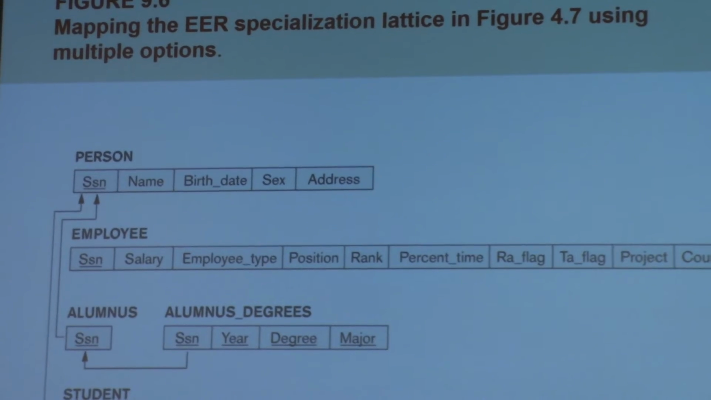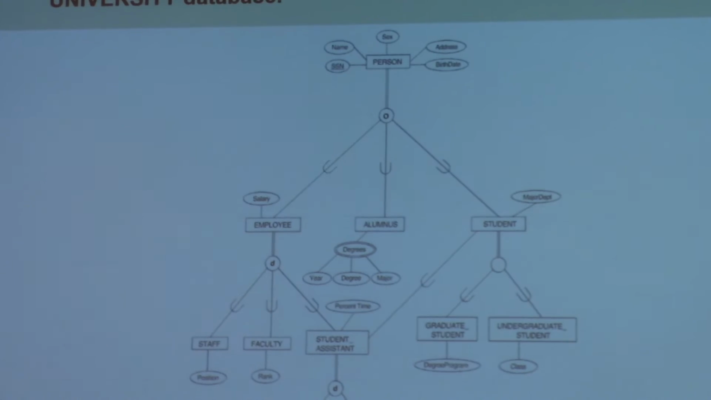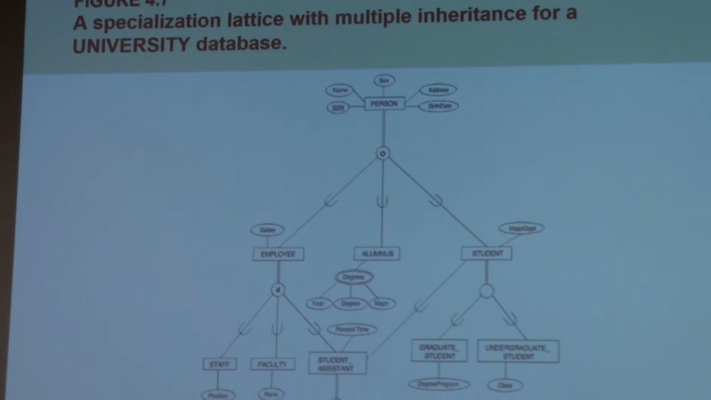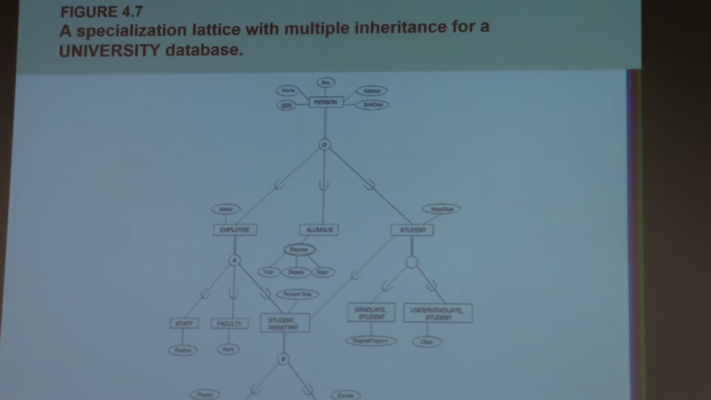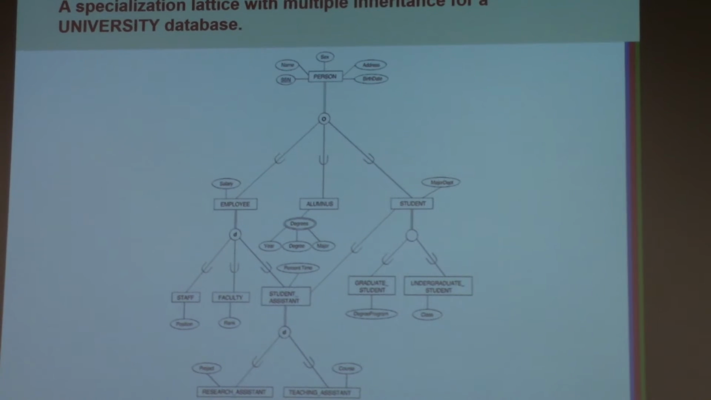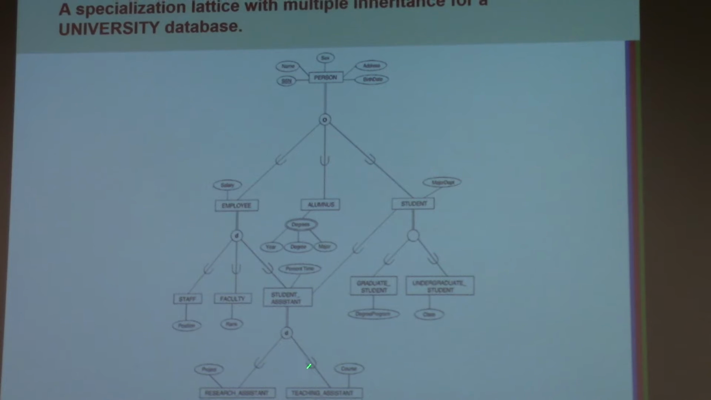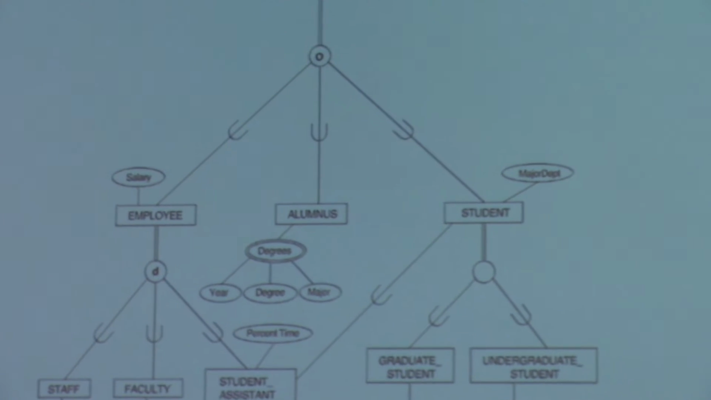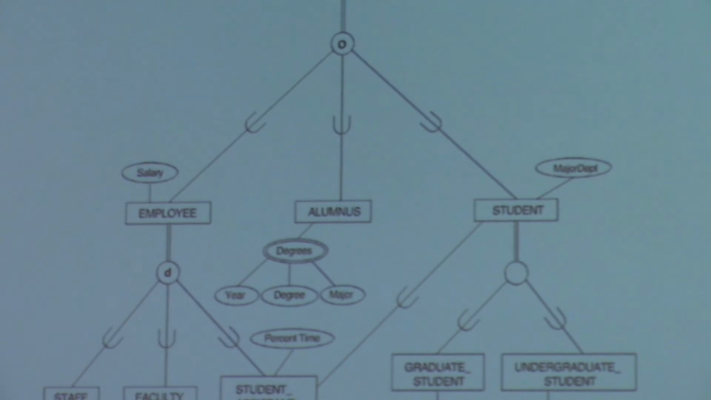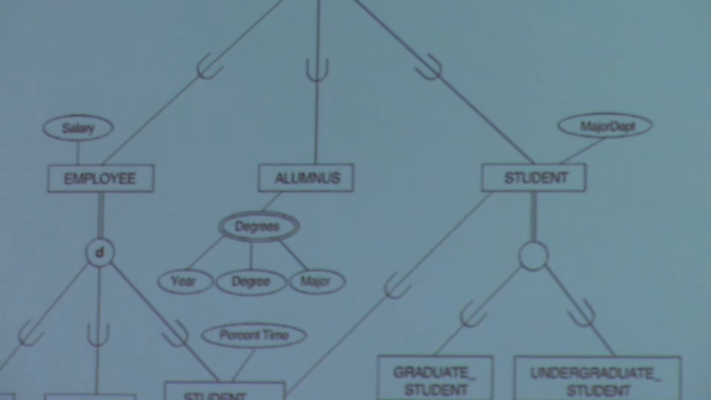Like this one. So this is an example of the person in the university database. You can see employee, alumni, student, and so on. Question: how many entities? First, is this an ER diagram or an EER diagram? EER, because we have a lot of super and subclass relationships.